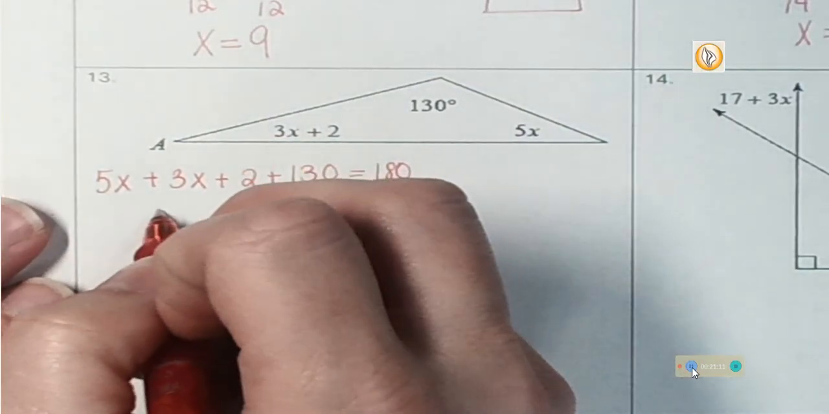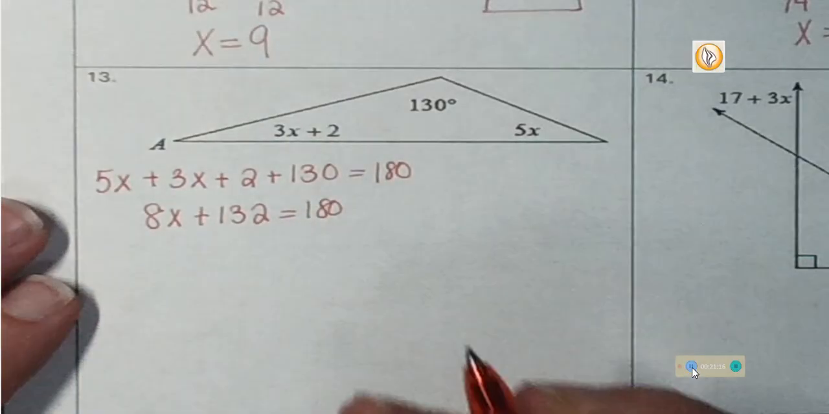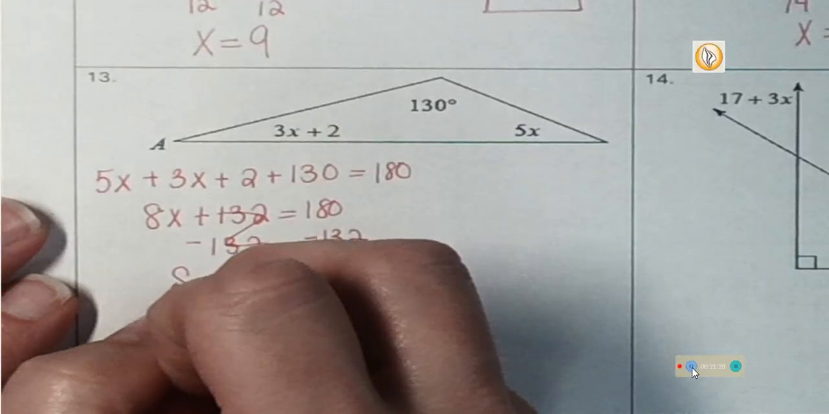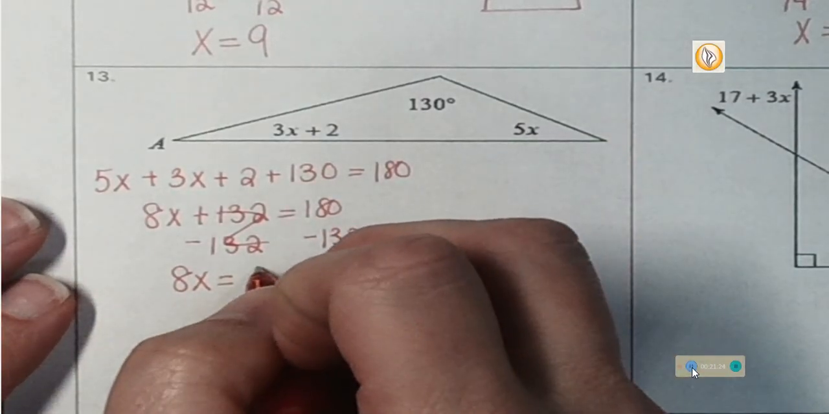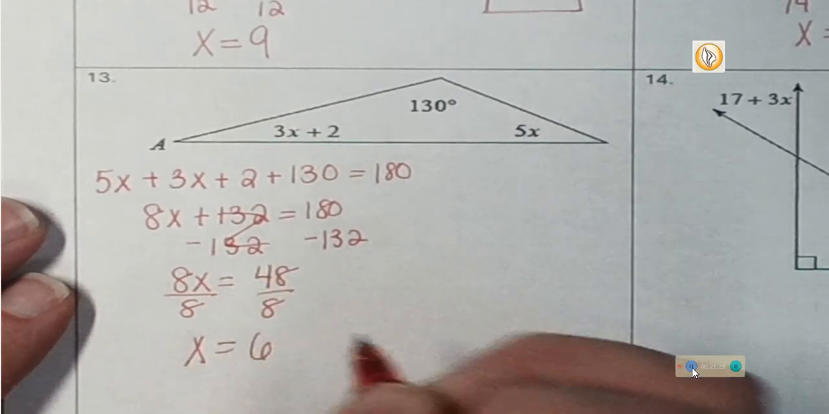So when you simplify, you've got 8x plus 132 equals 180. I subtract 132 degrees on both sides. So 180 minus 132, I had 48, so that when I divided by 8, my x equaled 6.